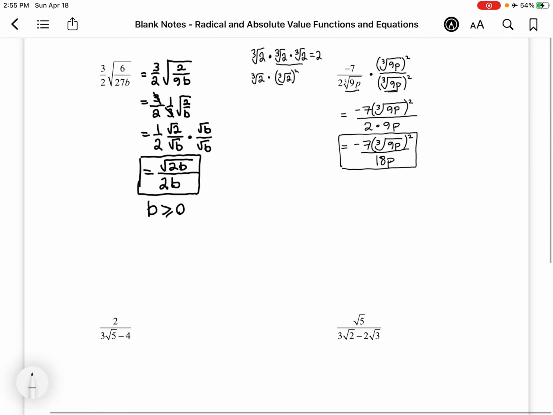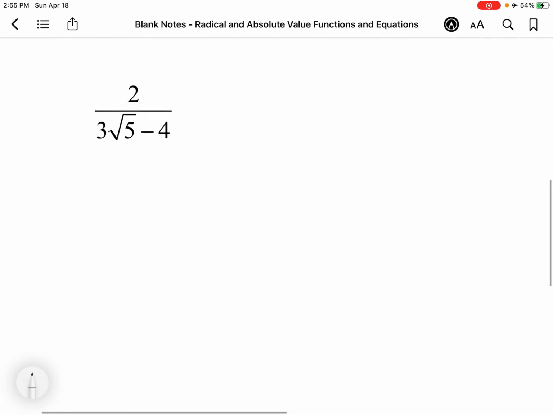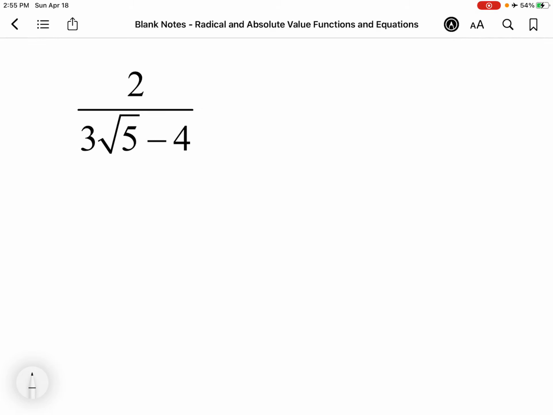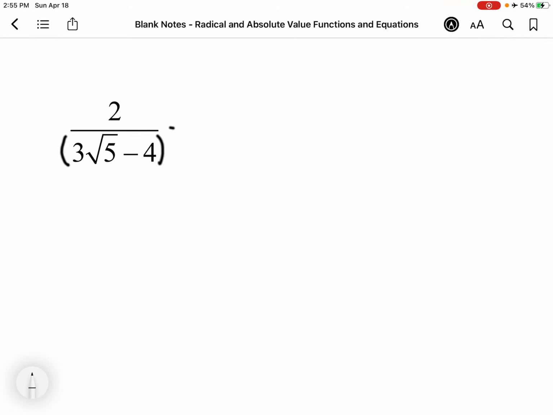Okay? All right, let's try a couple more and then we'll be done. All right, so here's one where we have to basically rationalize our denominator. The way to deal with that is to multiply by the conjugate. And in this case, the conjugate is 3 root 5 plus 4.